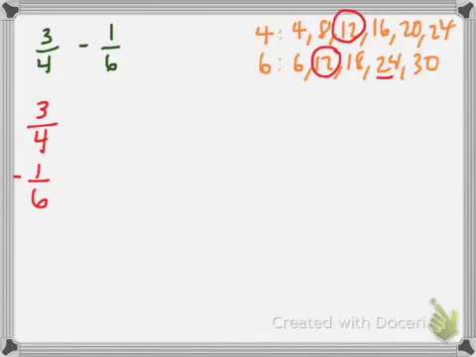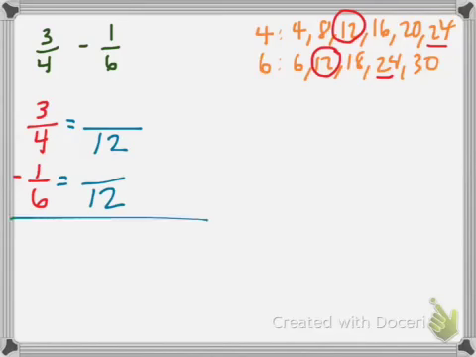If you take a look, they also have 24 in common. That's not the least, so I want to use 12 instead of 24 to save me that step of simplifying at the end. So I'm going to use 12. I make my equivalent fractions. So let's take a look at 3/4. I know that 4, start with the denominators, 4 times 3 will give me 12, so 3 times 3 will give me 9. And then 6 times 2 will give me 12, so 1 times 2 will give me 2.